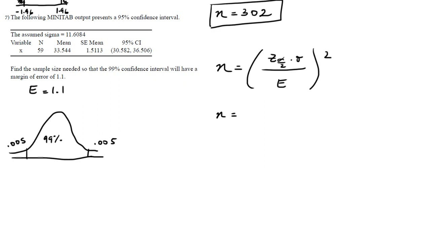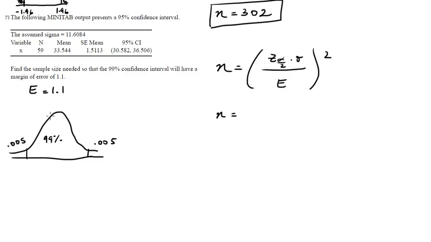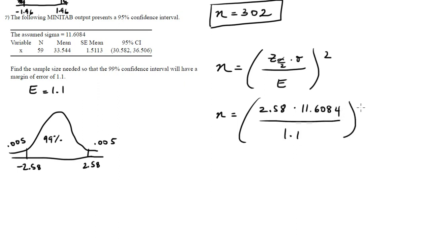I go to the table for 0.005. That was right here. We use negative 2.58. Right? We did this one before. Negative 2.58. You can also memorize those values: 90, 95, 99. If you memorize those values, you should be good to go. It helps. So we've got 2.58. That's my z alpha over 2, times sigma, 11.6084, divided by the margin of error 1.1, squared.